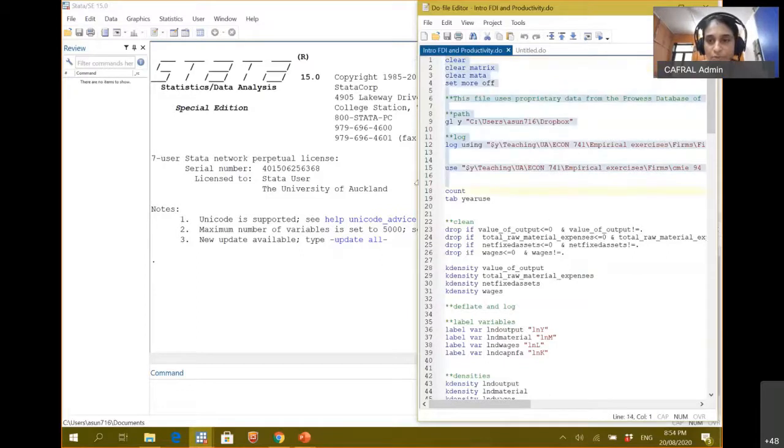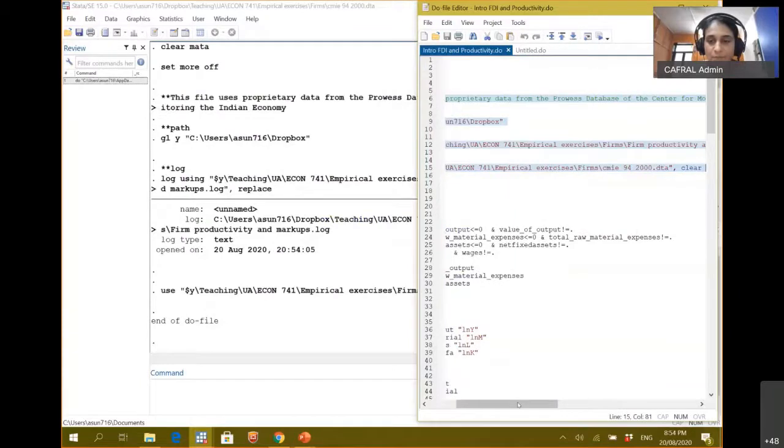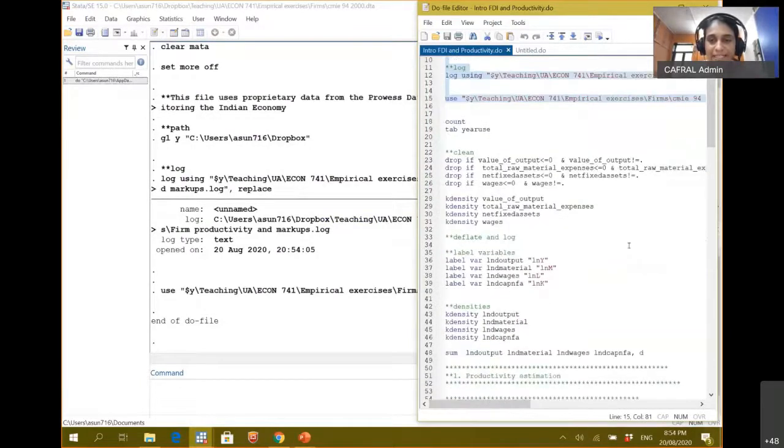All right, so let me get started here. I'm going to use the CMIE data, and do some basic cleaning. In terms of cleaning the variables, if output is less than or equal to 0, I'm going to drop those observations, because it means the firm is not really operating. Similarly, I do the same for raw material expenses: if it's negative or 0, I drop it.